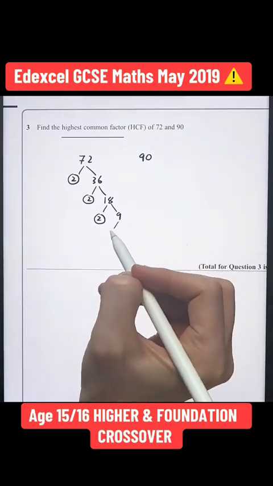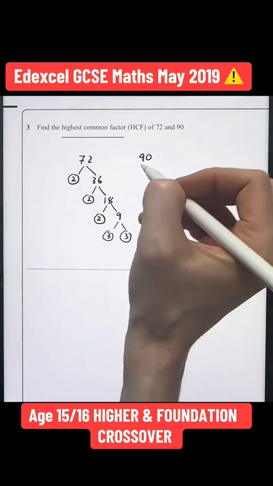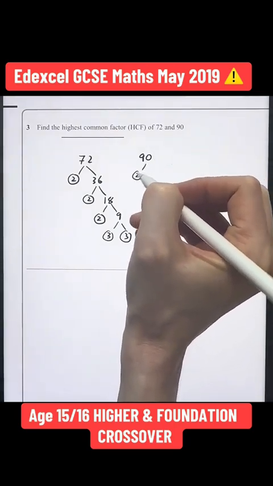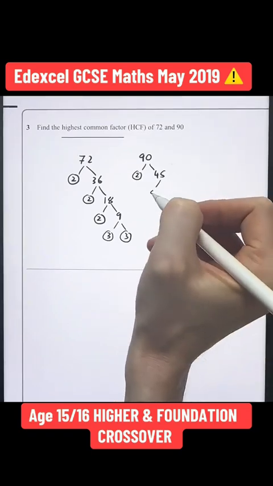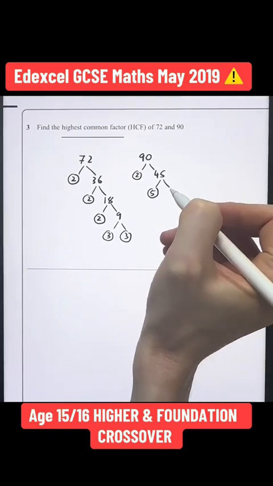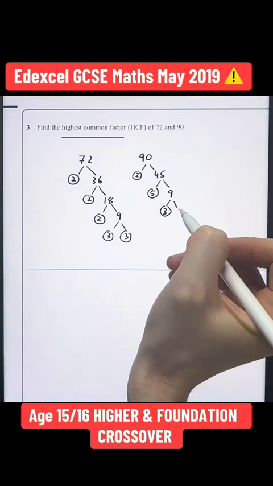We know 9 is 3 and 3. And 3 is prime, so we put a ring around each of them. Repeating this for 90, well, again, it's even, so I know 2 divided into 90, 45 times. As it ends in 5, I know 5 is a factor, and 5 is prime, so put a ring around it. 5 divided into 45, 9 times, and again, 9 is 3 and 3, and each of those are prime.